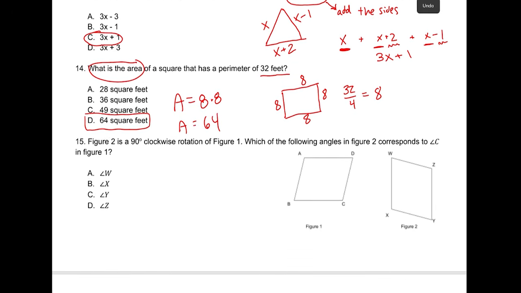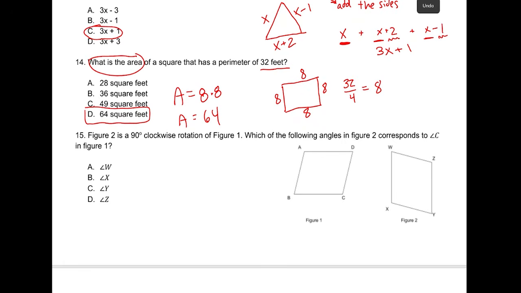Number 15 says, if figure 2, so here's figure 2, is a 90 degrees clockwise rotation of figure 1, and here's figure 1, which of the following angles in figure 2 corresponds to angle C in figure 1? So when we do a 90 degrees clockwise rotation, let's see, what's the best way to communicate this? Let's start with the side AD here.